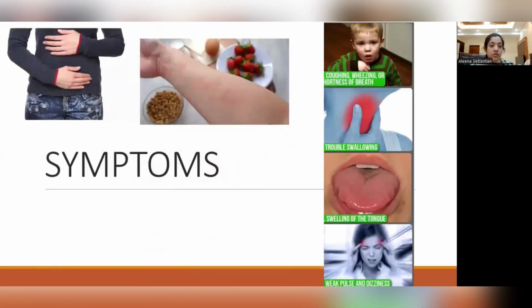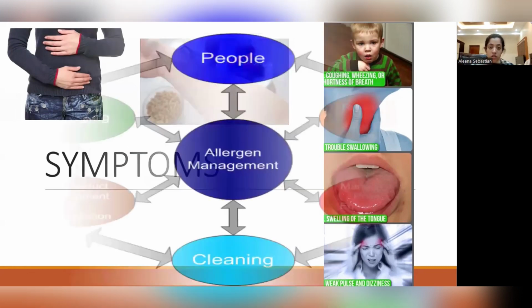So a pictorial representation has been shown. Symptoms: stomach pain, rashes, coughing, wheezing, shortness of breath. Then what? Difficulty in swallowing. Then swelling of the tongue, weak pulse, and dizziness. Okay, these are the symptoms of food allergy.